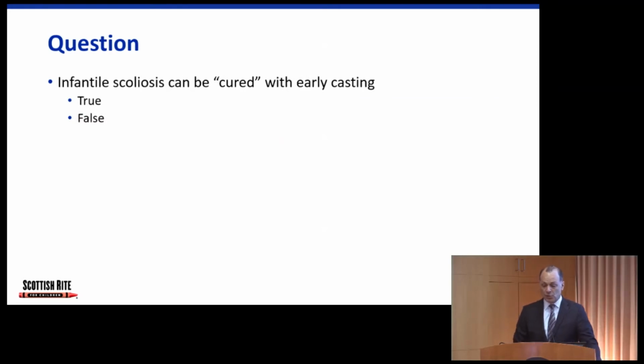So infantile scoliosis can be cured with early casting, true or false? And the answer is true. And so we are very aggressive with casting of young children, generally less than 2, but even in the older age group, to try to grow the spine straight. And we've been very successful in doing that, and we'll show you some cases.